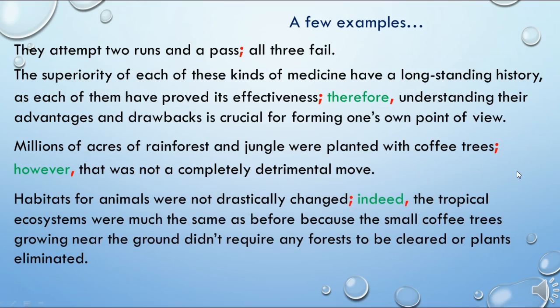A last example here. Habitats for animals were not drastically changed; indeed, the tropical ecosystems were much the same as before because the small coffee trees growing near the ground didn't require any forests to be cleared or plants eliminated. You see we have one idea here, and this is a very complex sentence here, but they are combined with a semicolon and a conjunctive adverb and a comma here. So you're putting the conjunctive adverb in between the semicolon and the comma.